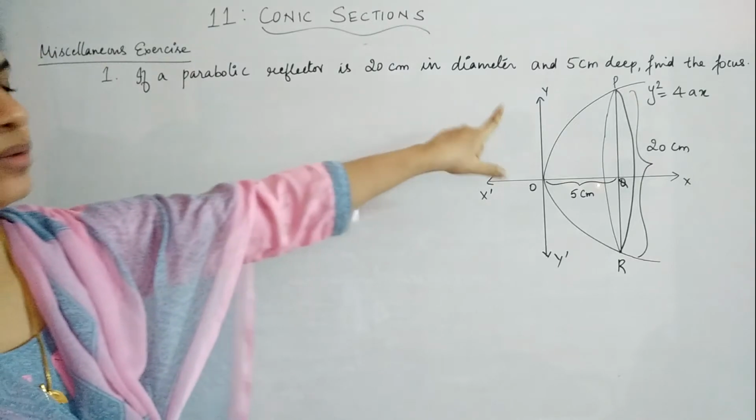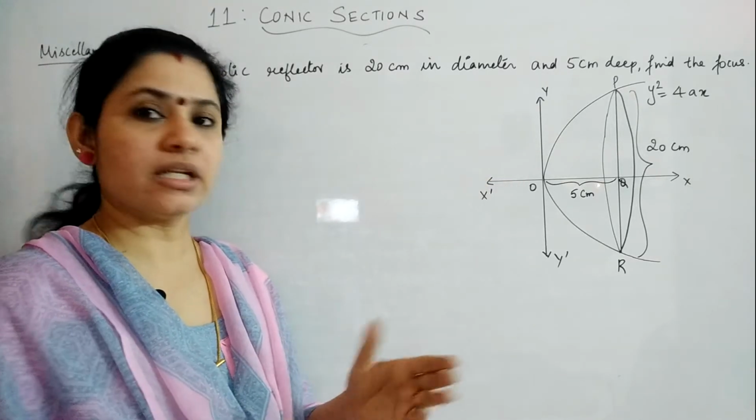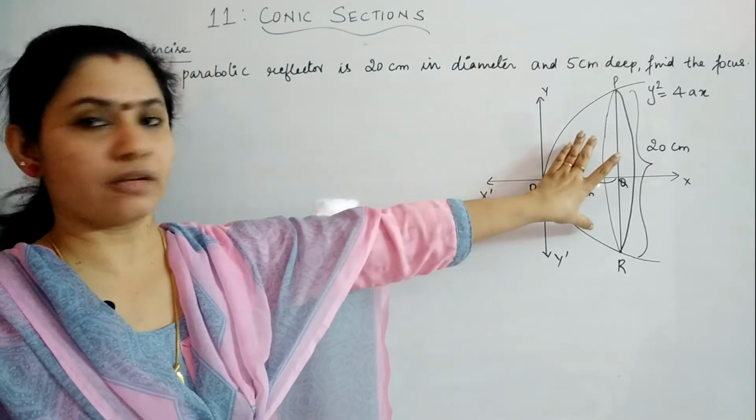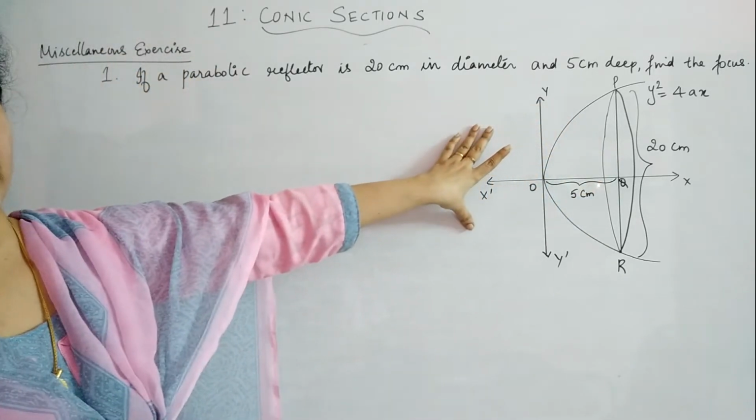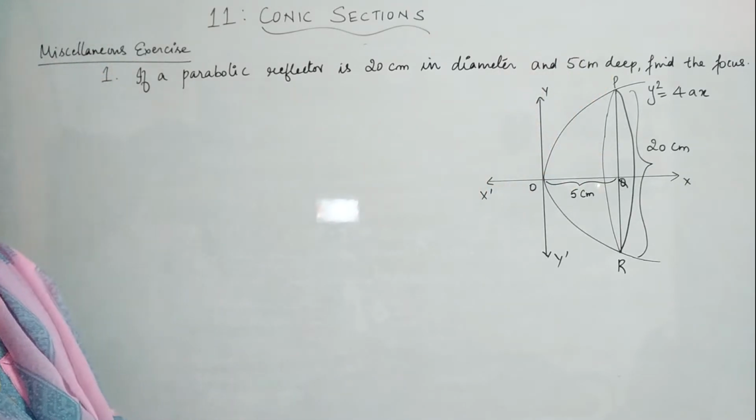You have already seen a parabolic reflector on roads and all. When the turning comes, you can see the parabolic reflector. So this is the shape of the parabolic reflector, and it will be of the form y square equal to 4ax.